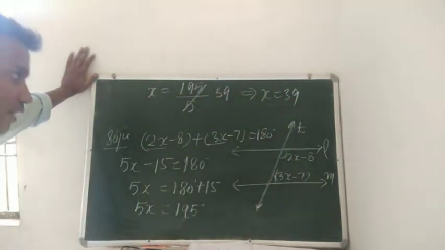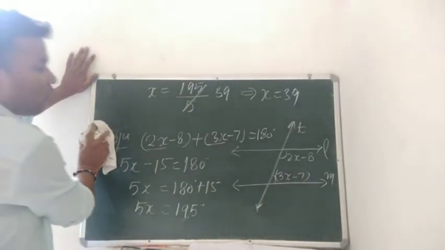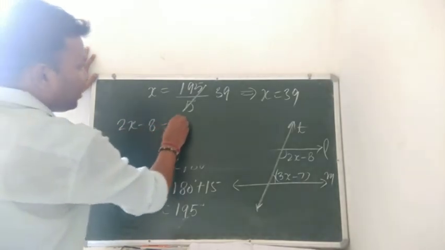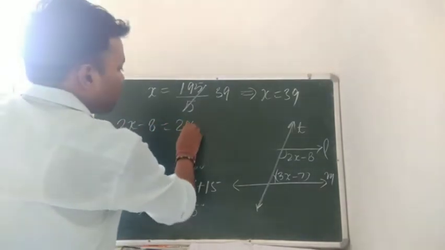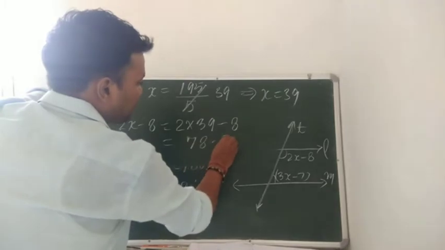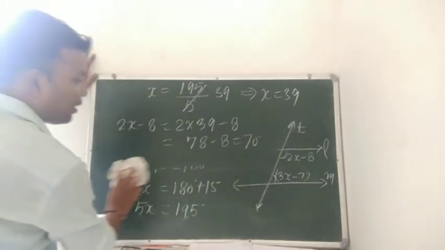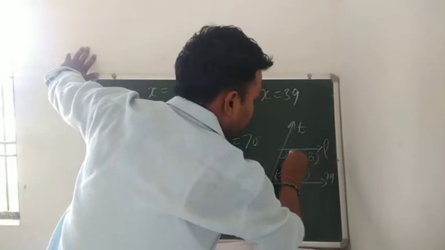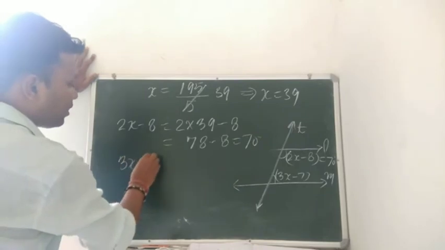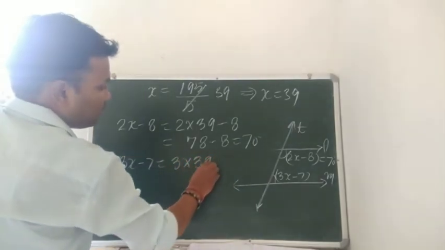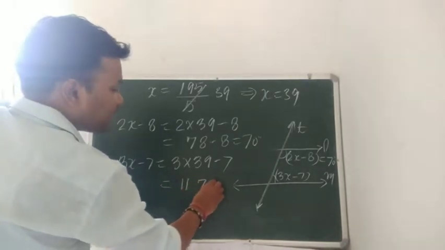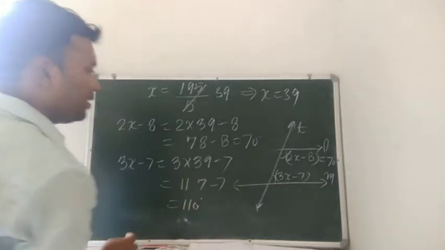Now with the help of this value of x, we will try to find out the values of 2x minus 8 and 3x minus 7. So 2x minus 8 will become, we put the value of x here, 2 into 39 minus 8, that is 78 minus 8, and it will become 70 degrees. Hence the value of this first angle will be 70 degrees. Again, 3x minus 7 will become 3 into 39 minus 7, 117 minus 7, that will become 110.